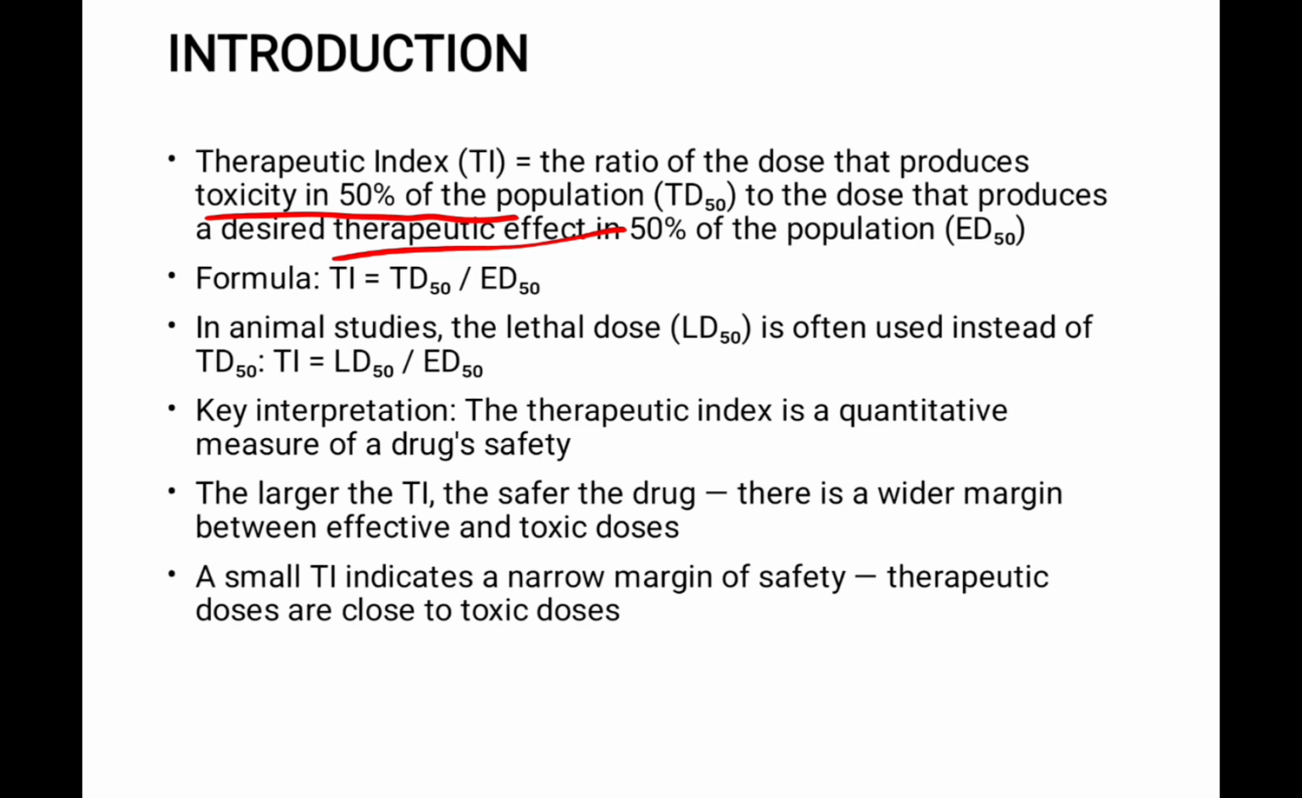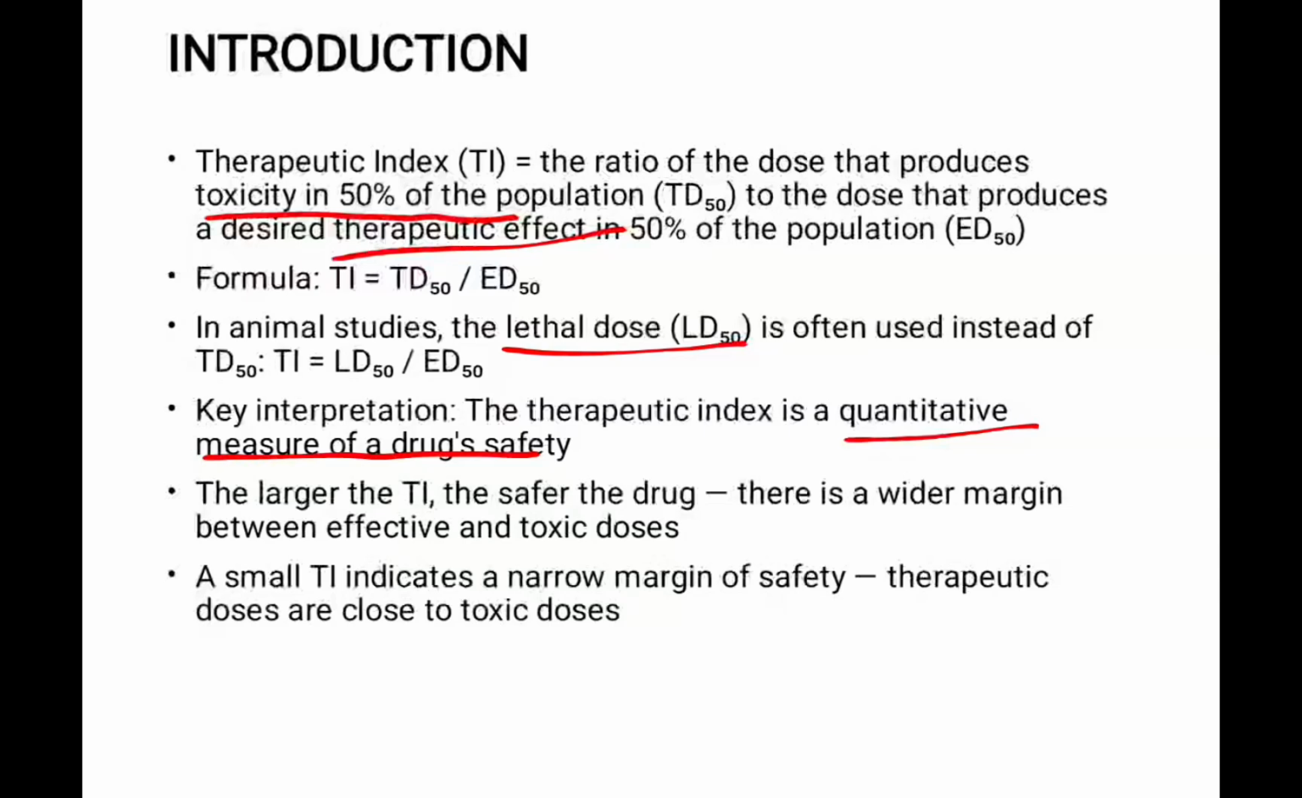So in animals, we use lethal dose, which is often used instead of the toxic dose. So it is the lethal dose in 50% of the animals, divided by the effective dose in 50% of the animals. The interpretation of this is that therapeutic index is a quantitative measure of drug safety. So the larger the therapeutic index, the safer the drug. That means there's a wider margin between the effectiveness of that drug and the toxicity of the drug.